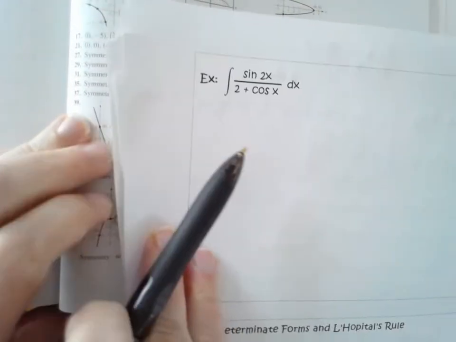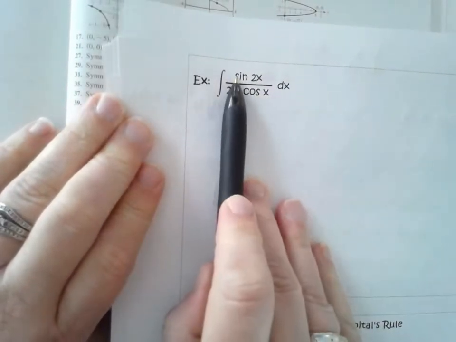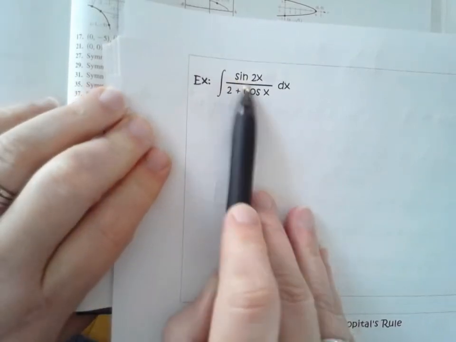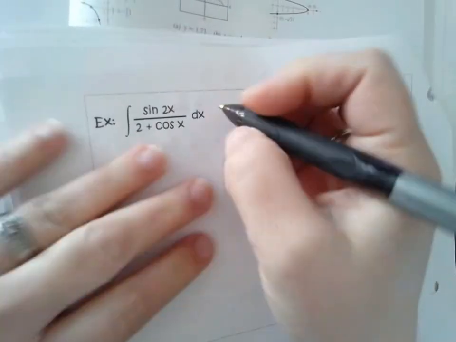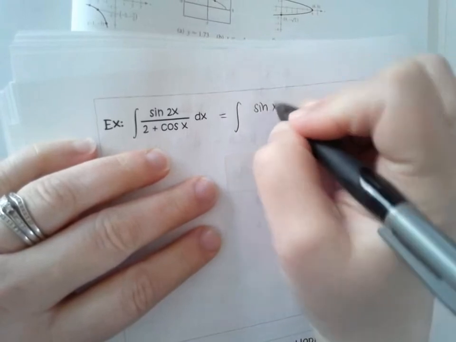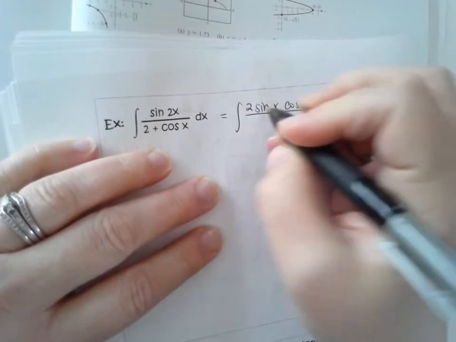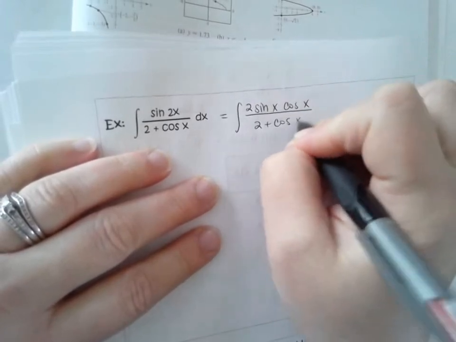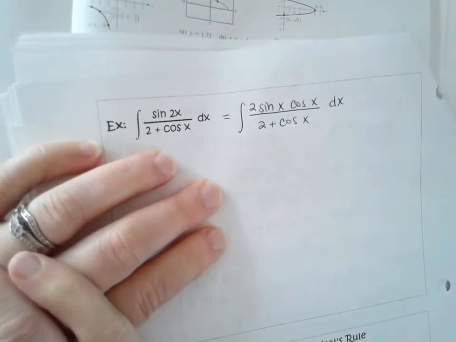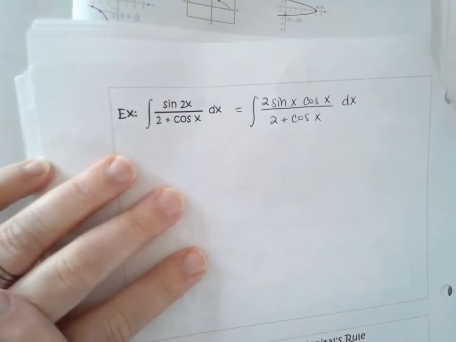If I don't see this specifically, then I need to be creative. If this is u, that's not yet du. In fact, I shouldn't have a double angle for my numerator, so I'm going to rewrite this to maybe make it a little bit easier. I know that sine 2x is, sorry, 2 sine x cosine x. Okay. Is that helping? It's not looking like it's helping to me.